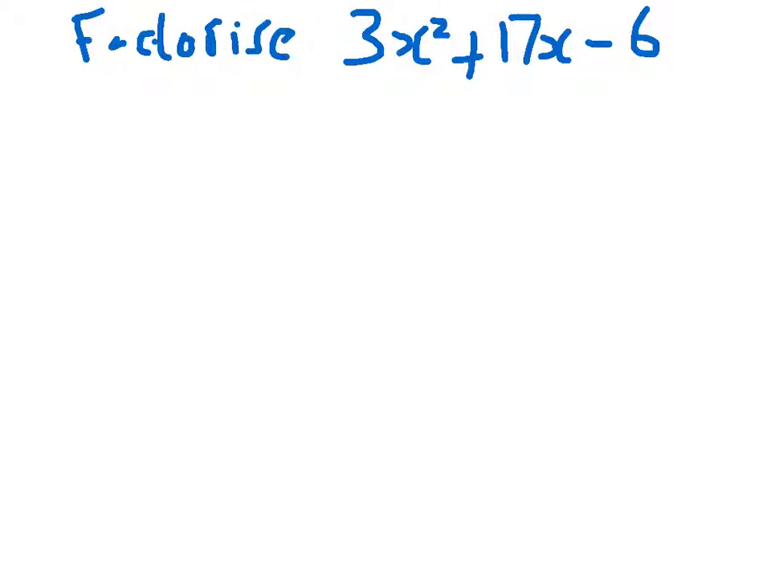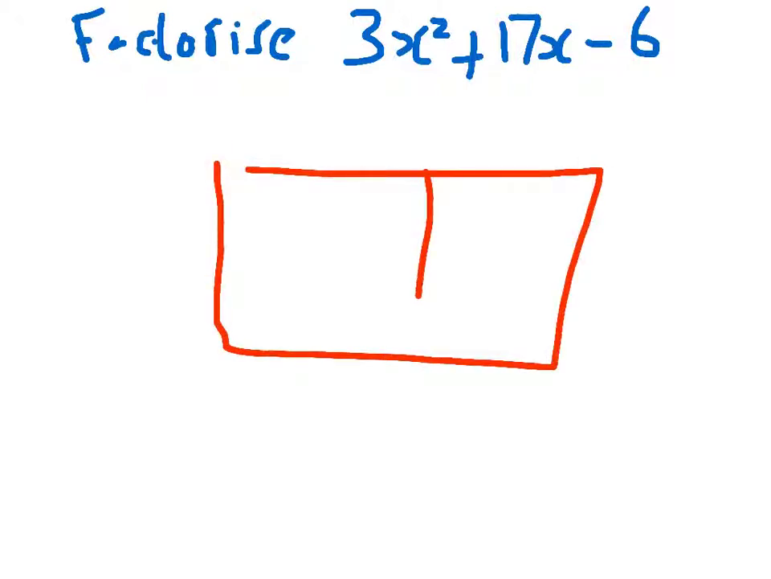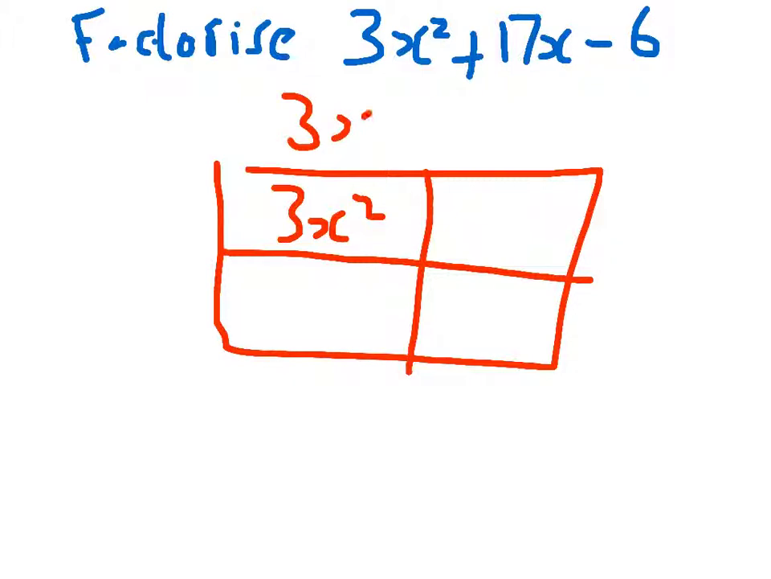Now I'm going to attempt to factorise 3x squared plus 17x minus 6 in real time here. The first thing I'll do then is to draw out my rectangle. Although I don't particularly like it starting with 3x squared, it's not the worst, because 3 being a prime number must have come from 3 times 1. So we've got that bit there. The minus 6 goes there.